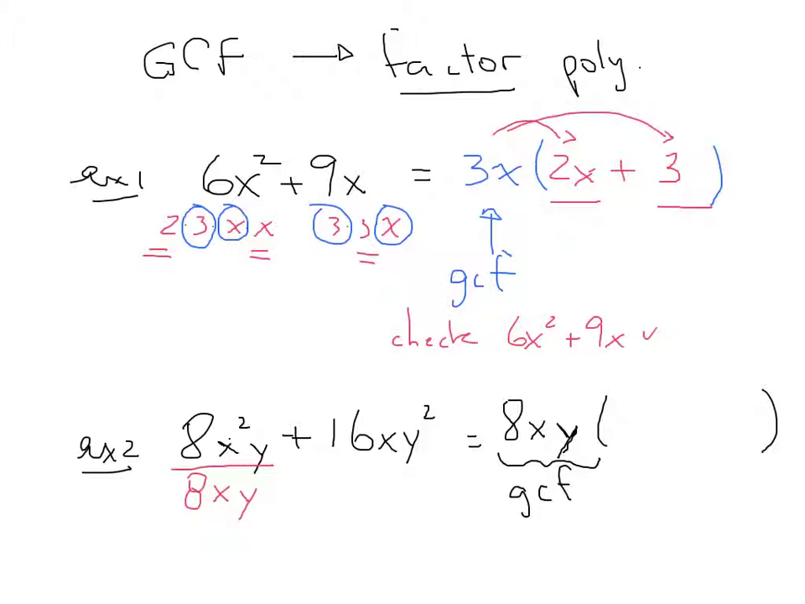This little 2 means you got 2 x's, right? So what's left over if I pull out one of the x's, one of the y's, and the number 8? What's left over? x. That's it. That's all that's left over.